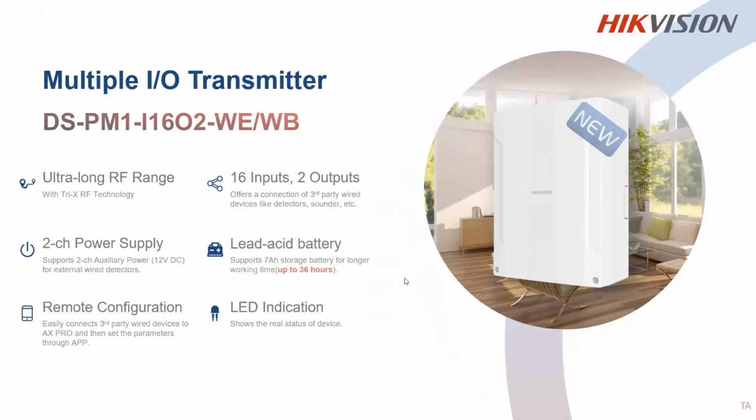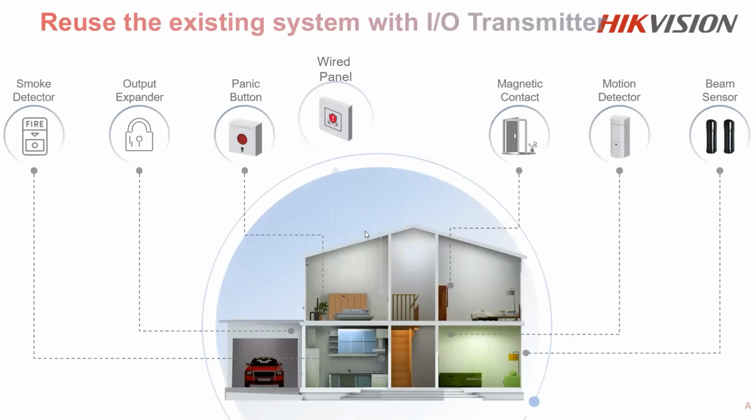And in detail, we discussed the IO transmitter, which comes with built-in 16 inputs and 2 outputs. We showed you how we can use the existing detectors to link with the AX Pro through the multi-IO transmitter. So you don't have to change any of your sensors. You can use a multi-IO transmitter, link that to the AX Pro and directly use your existing peripherals to work with the system.